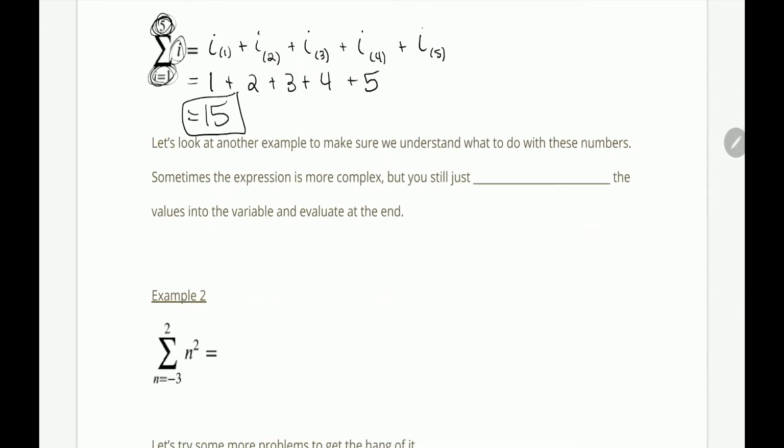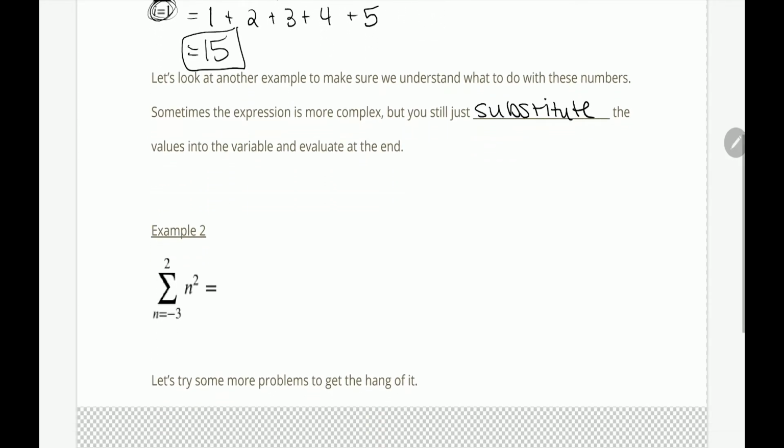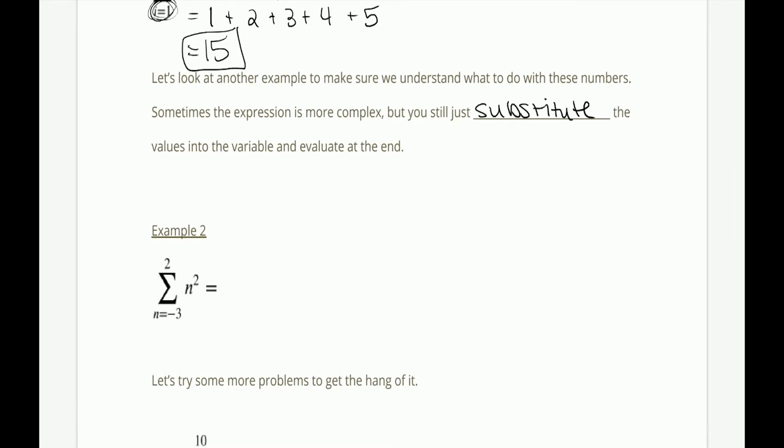But that's not always exactly the case. So let's look at another example to make sure we understand what to actually do with the numbers. Sometimes the expression is more complex, so it's not just i, but you still just substitute values into the variable and evaluate at the end. If we look here, we have n squared, and we're going to do it from -3, and we're going to do that all the way up, adding 1 each time, up until 2.